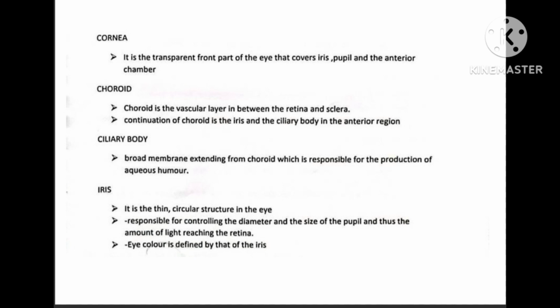Cornea is the transparent front part of the eye that covers iris, pupil and anterior chamber. Choroid is the vascular layer in between the retina and sclera. Continuation of choroid is the iris and the ciliary body in the anterior region. Ciliary body is the broad membrane extending from choroid which is responsible for the production of aqueous humor. Iris is the thin circular structure in the eye responsible for controlling the diameter and the size of the pupil and thus the amount of light reaching the retina. Eye color is defined by iris.